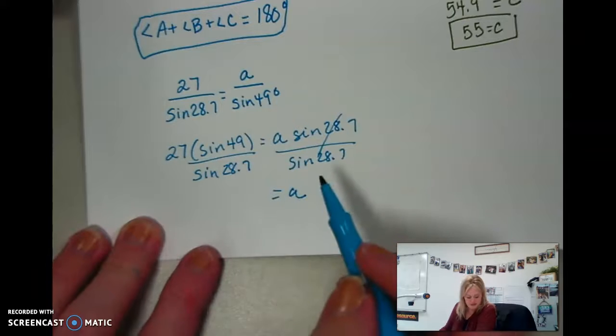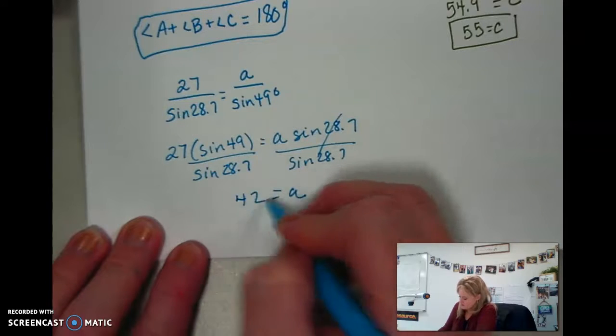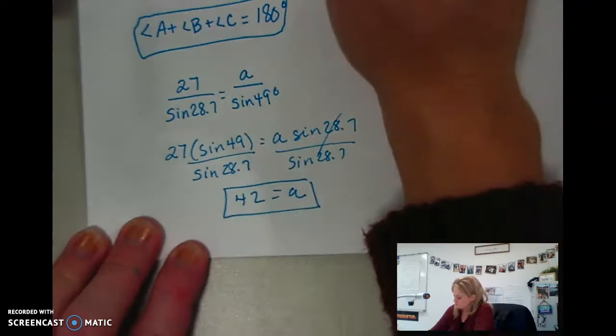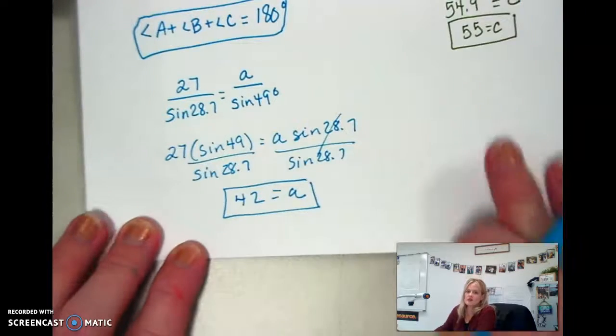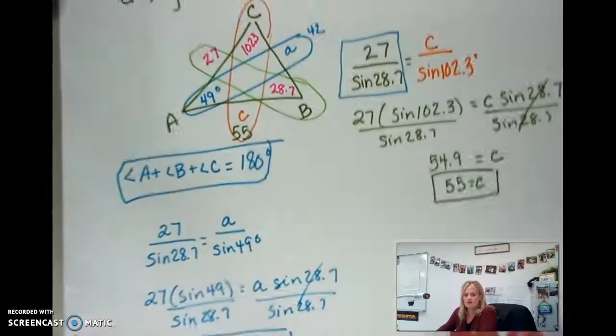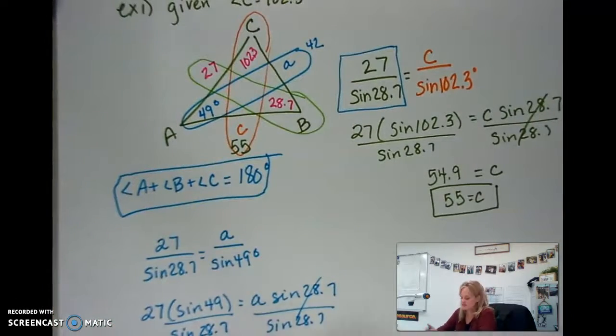So side A ends up being right around 42. Now my triangle is completely solved because I know all three sides and all three angles.